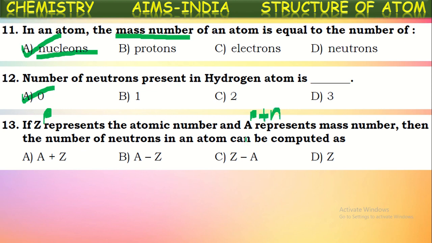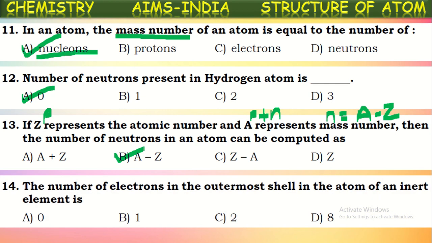If you know the number of protons and the sum of the protons and neutrons, how can you calculate the number of neutrons? If you subtract the atomic number from the mass number, we get the number of neutrons. Number of neutrons is equal to mass number minus atomic number. Where is it mentioned here? This is it.